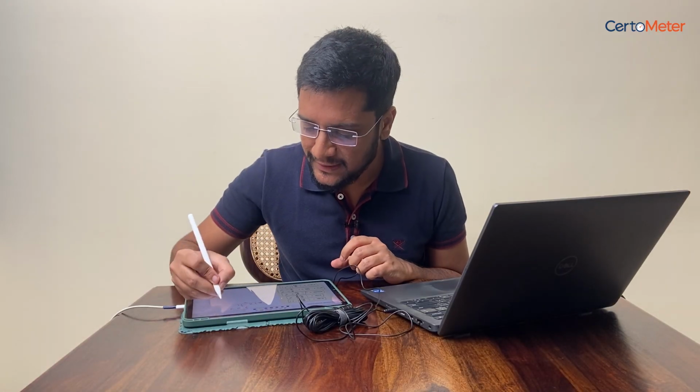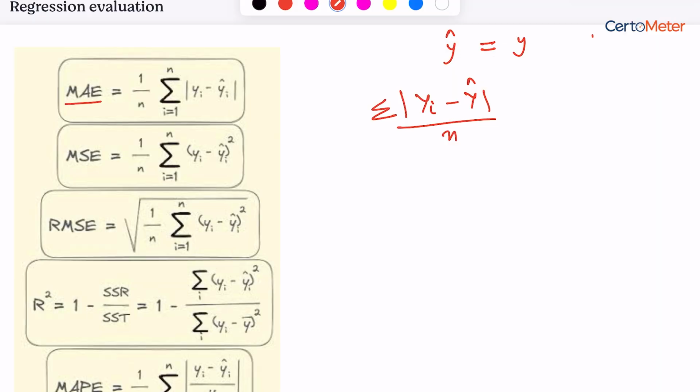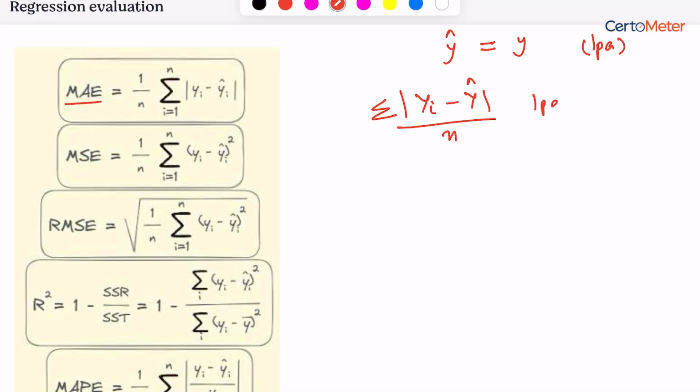Now the plus point of this particular error is that, let's suppose I am trying to predict salary and the salary is in the units of lakhs per annum, LPA. In that case, my error will also be in the units of LPA. So it is easily interpretable. If I say that my model is off by 2 lakh per annum, I can easily interpret how far my model's prediction is from the actual value. So in mean absolute error, it becomes very easy to interpret the error.